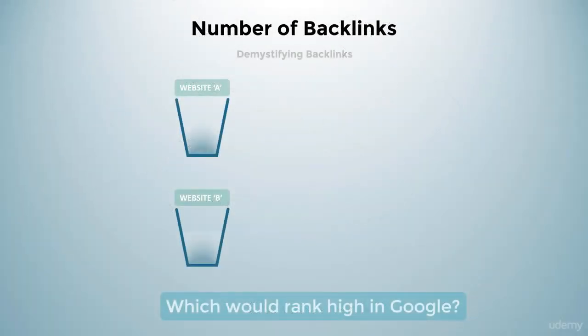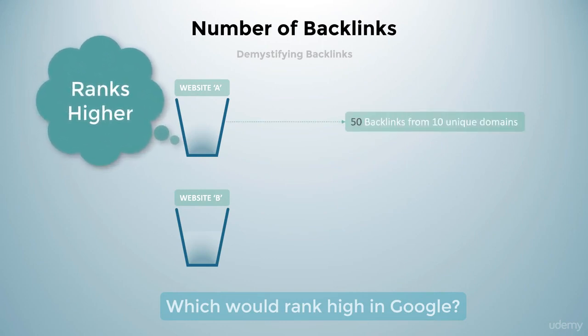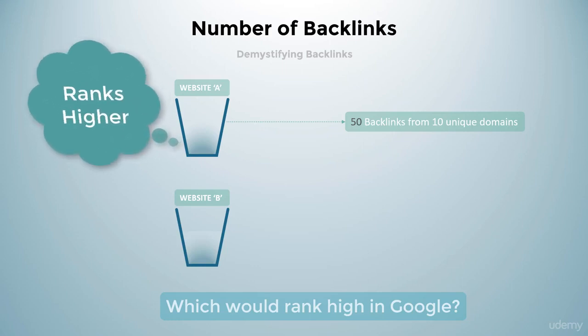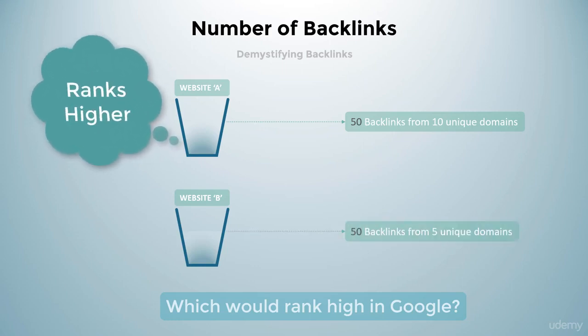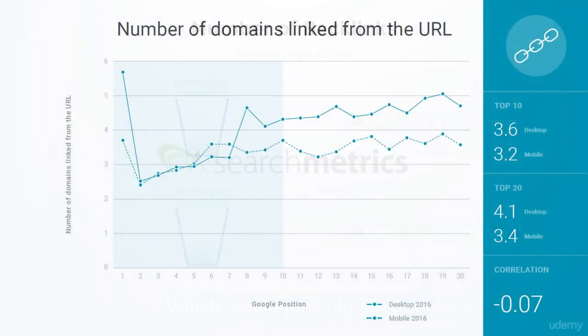So, in our example, website A with backlinks from 10 different domains will rank higher than website B, which has got backlinks from 5 different referring domains only. Let's move on to the next SEO factor.